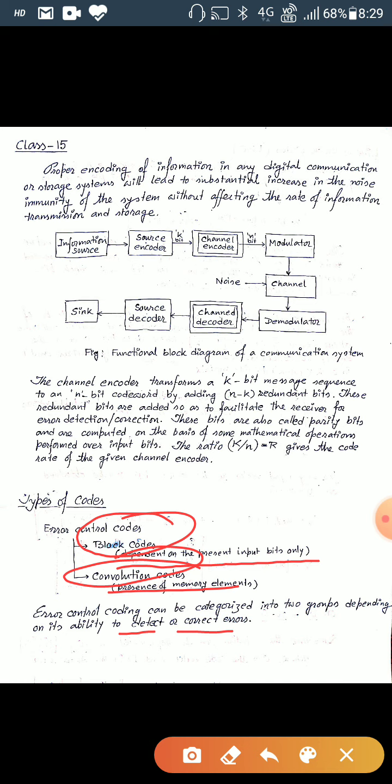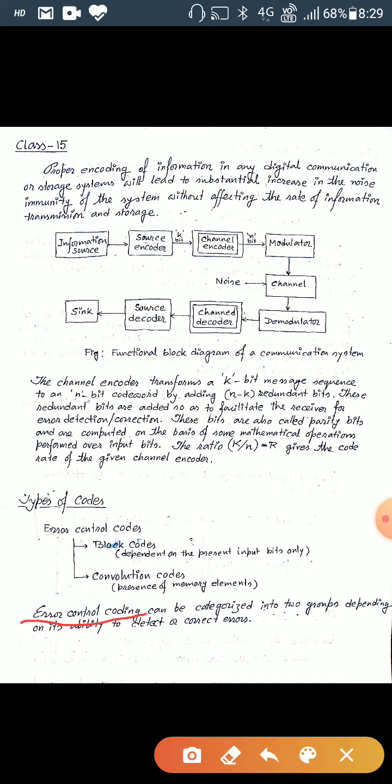So this is the type of error control code, classified also by its ability to detect or correct.